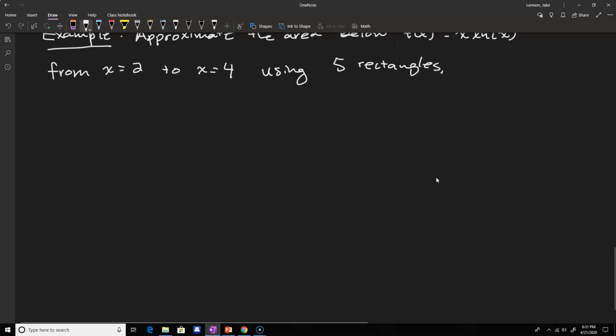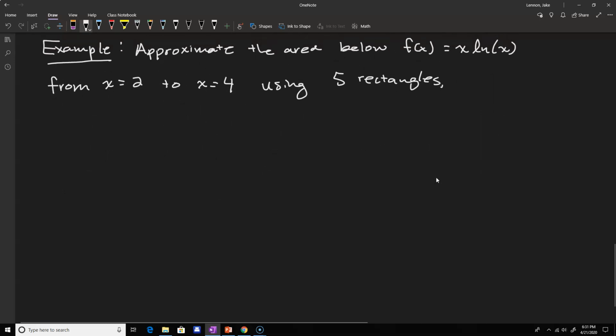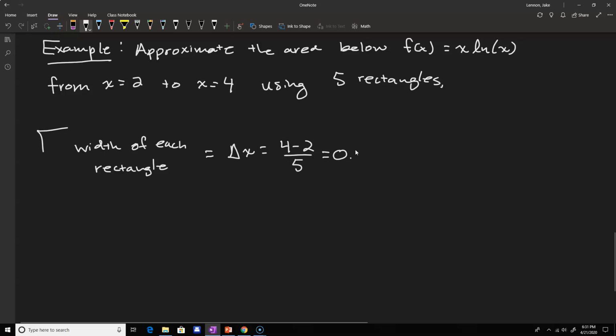So let's kind of do this in 2 parts. So for all parts, the width of each rectangle is going to remain the same. So that's our delta x value, which in this case is going to be 4 minus 2 divided by 5, which comes out to 0.4.